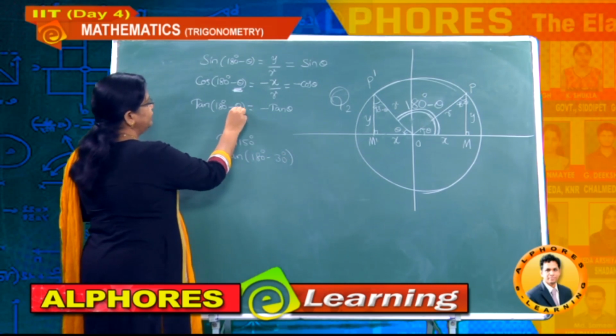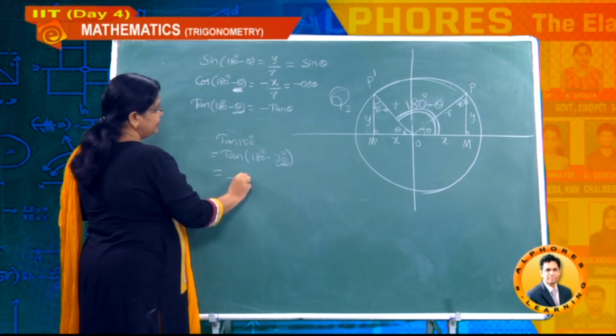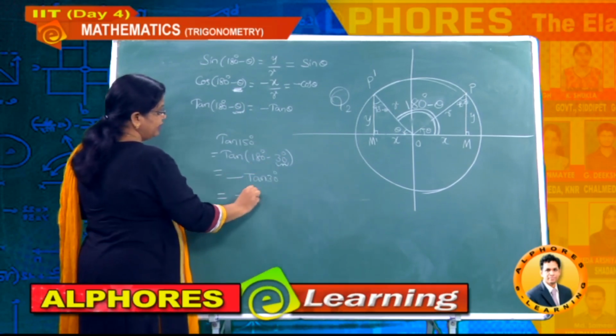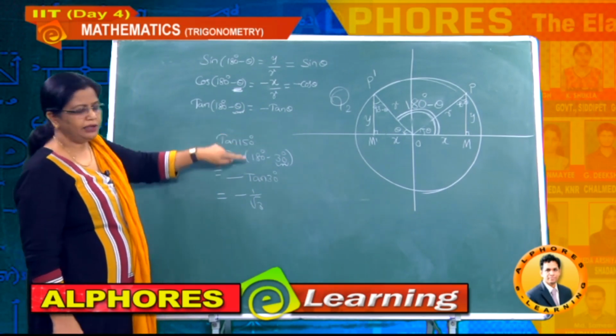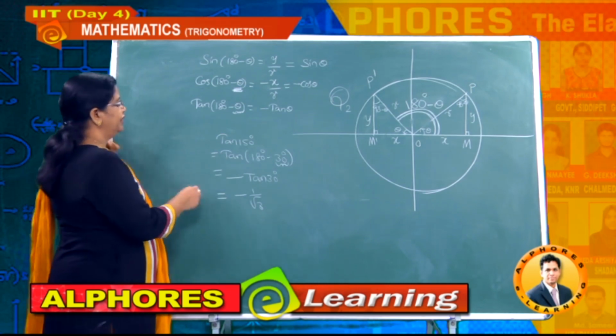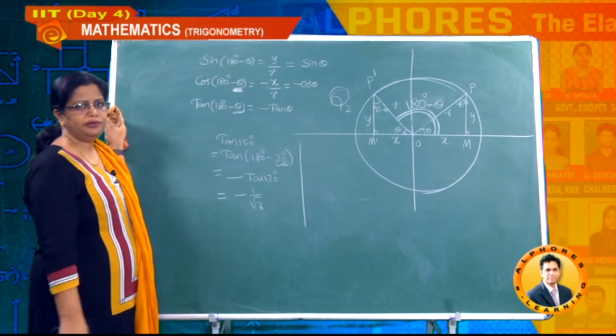Now, in terms of this theta, here you are having 30 degrees, therefore, this is minus tan 30 degrees, that is equal to minus how much? 1 by root 3. So, you got tan of an obtuse angle, what is the answer you got? Negative answer, okay students.